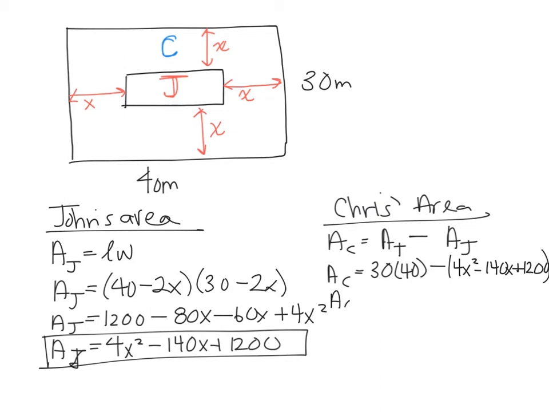Okay, so we have Chris's area is going to be 30 times 40, that's 1200. And we are going to make sure that before we take away that negative that we've distributed inside this trinomial. So we have minus 4x squared plus 140x minus 1200. So the lovely thing here is these two 1200s are going to cancel out because 1200 minus 1200 is 0. So we have Chris's area is going to be negative 4x squared plus 140x.